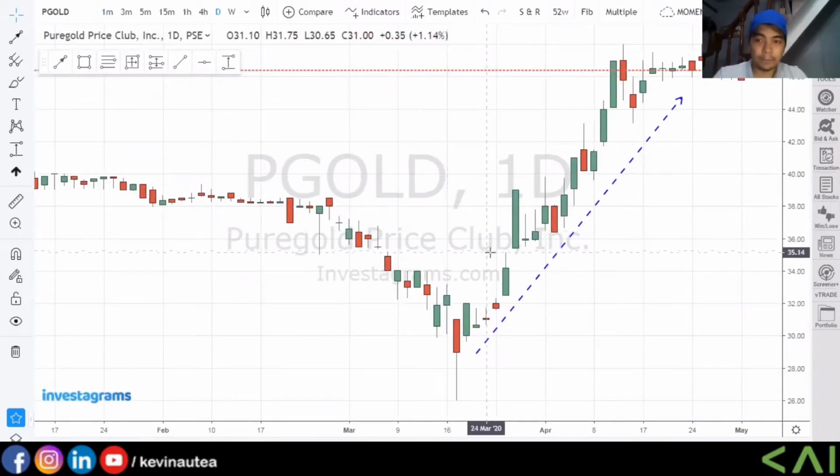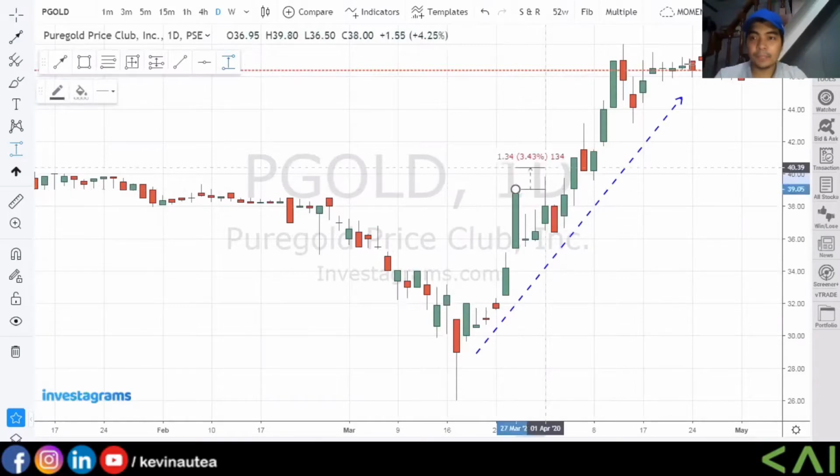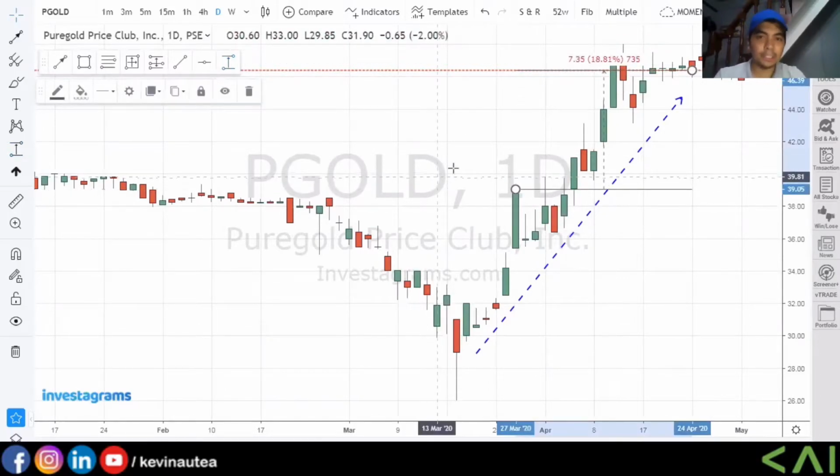All right, for this Pure Gold, I can't remember where I bought it, but there are opportunities wherein you can buy at this area, or at this area, or you can buy at this area because of the gap up. It retraced a little, but it continued to go up to this point. And let's say if you bought at this area and you sell at the consolidation area, you still have 18 to 19%.